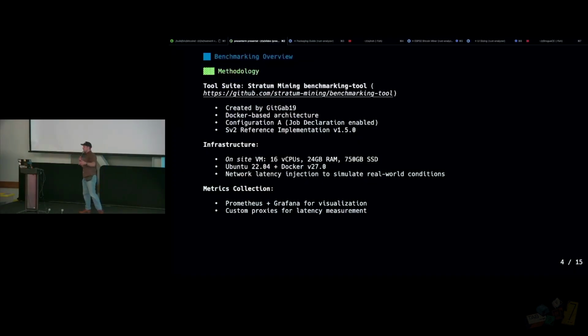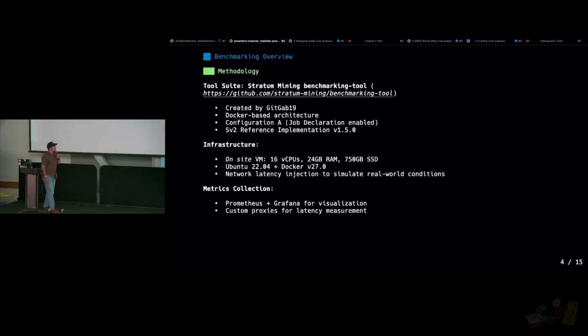It is a suite of Docker containers specified in a specific configuration. There's 2 configurations. We use one A, which introduces that job declaration component to it, which allows for template creation and job creation at the site level, closest to the miners. And we'll see the impact of that, right? When you bring things down to the LAN level, any network engineer, any dev could tell you, if you don't have to go over the internet, you're gonna get significant improvements in latency.